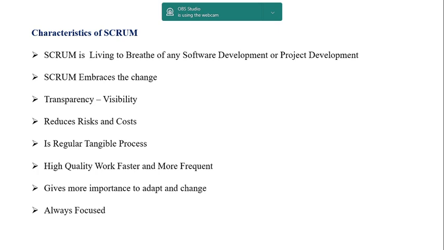It is a regular, tangible process, high quality work, faster and more frequent, and gives more importance to adapt and change. That is the very important point here, because it is always ready to take the new things and adapt the technology for that. So it is always focused towards the quality goal. These are the few characteristics I quoted here for Scrum.